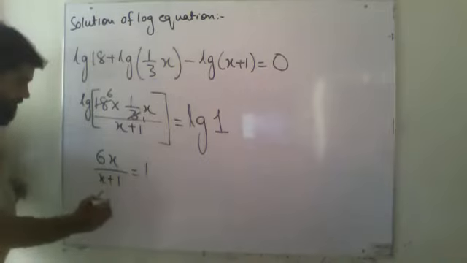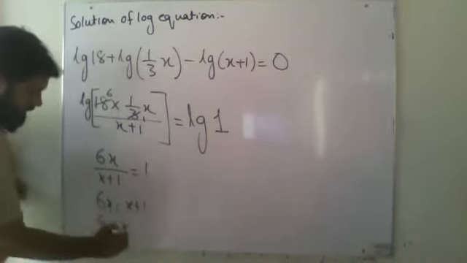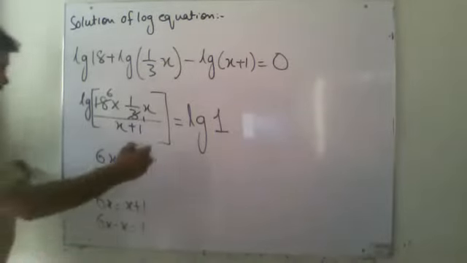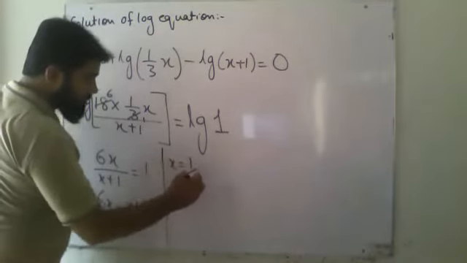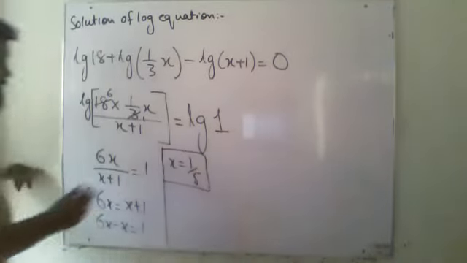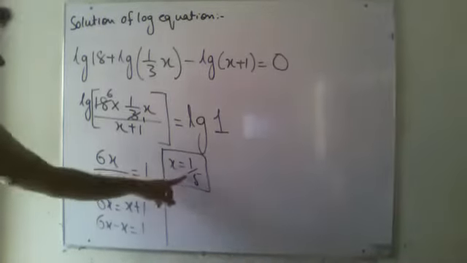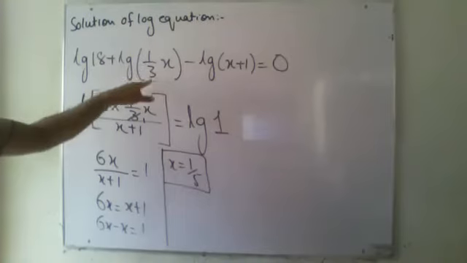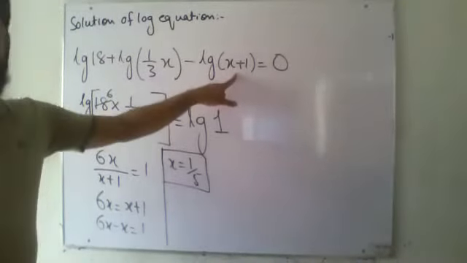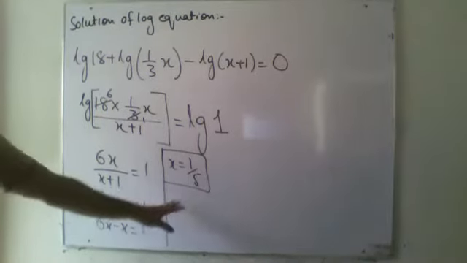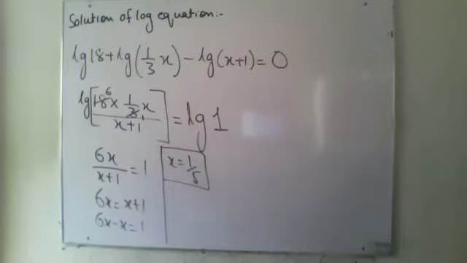Shifting it over here, 6x equals x plus 1. 6x minus x equals 1. And when I simplify this, the result will be x equals 1 over 5. That is going to be my answer. Now, if I put 1 over 5 here, that will remain positive. If I put 1 over 5 here, that will also remain positive. So it means 1 over 5 is my correct answer.